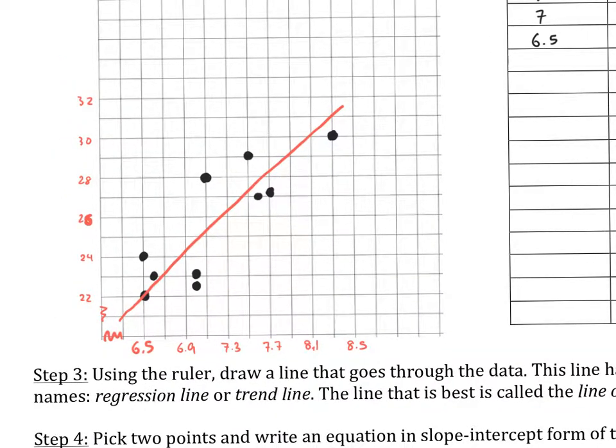This one looks like it goes through right here. It looks like it goes nicely right there, which that's not part of my data. That just is part of the line. So this one here is 8.3 and a 31, okay? And this point down here, which is part of my data, is a 6.5 and a 22.